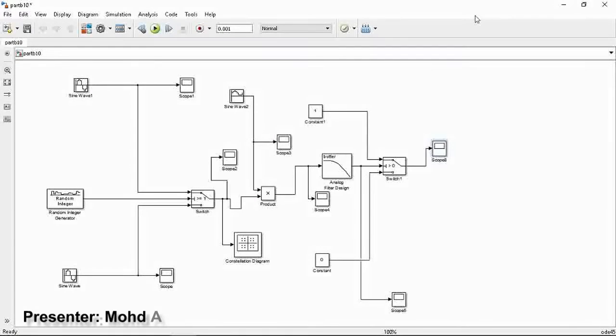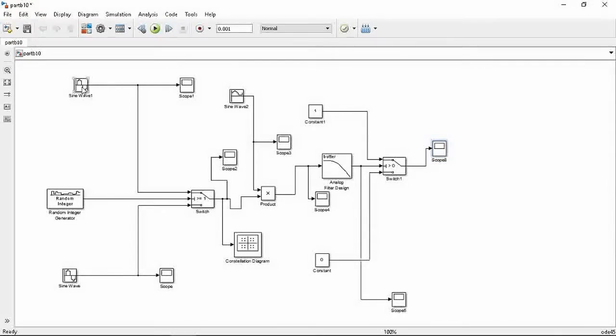My name is Tuan Muhammad Aisamuddin. I will present Part B of our project, which is Project number 10. Our title of Project 10 is a wideband audio signal. For Part B, according to the question, we have been using the BPSK method, and the diagram is just like we can see here.